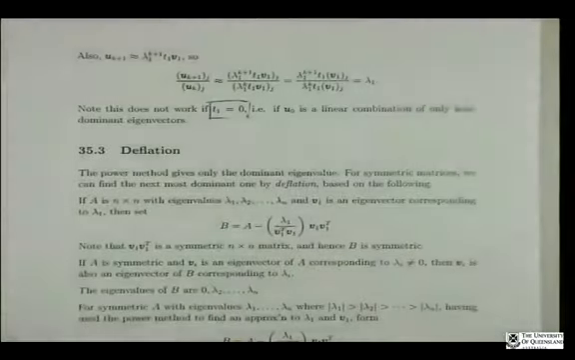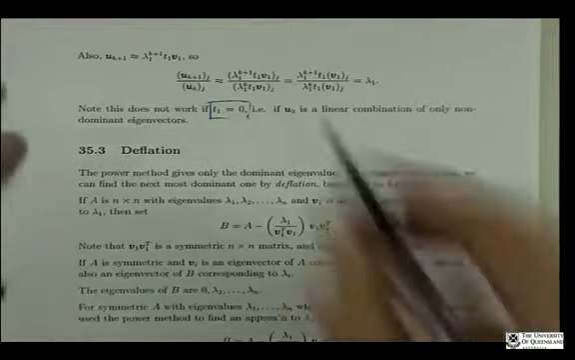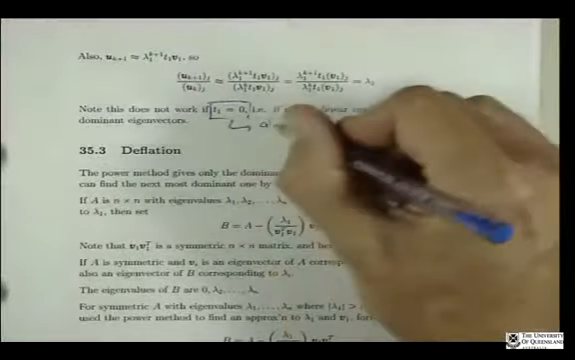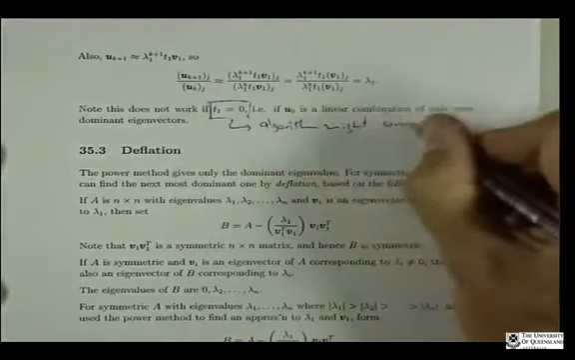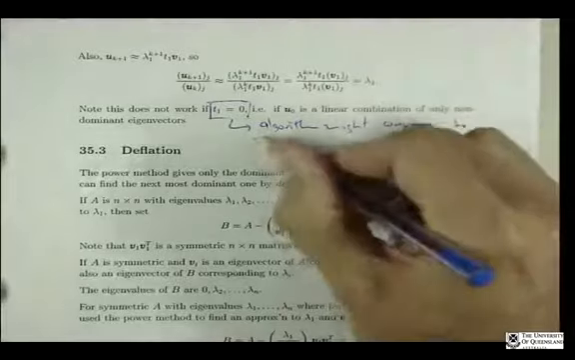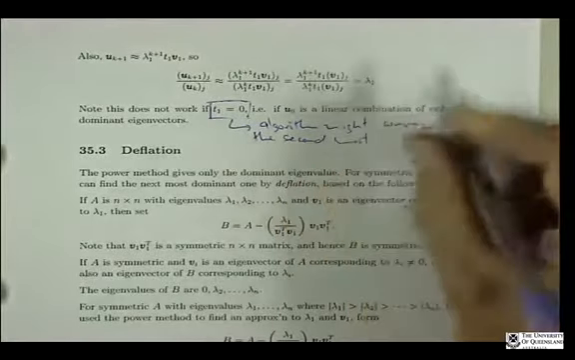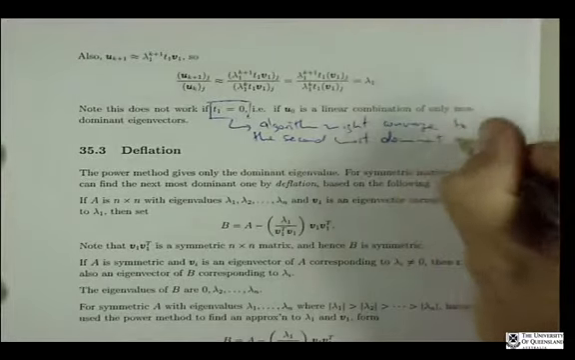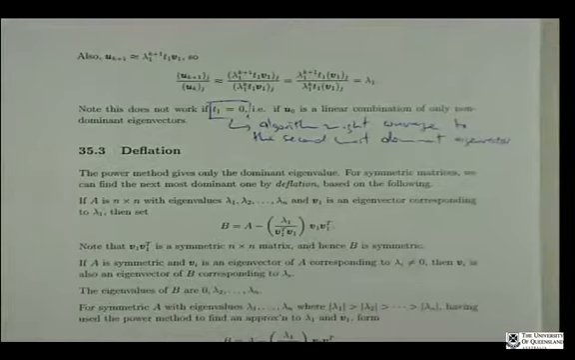The comment here is that it's not going to work if t1 is equal to 0. And in fact, if t1 was 0, the algorithm might converge to the second most dominant eigenvector, if it exists, if it's unique.